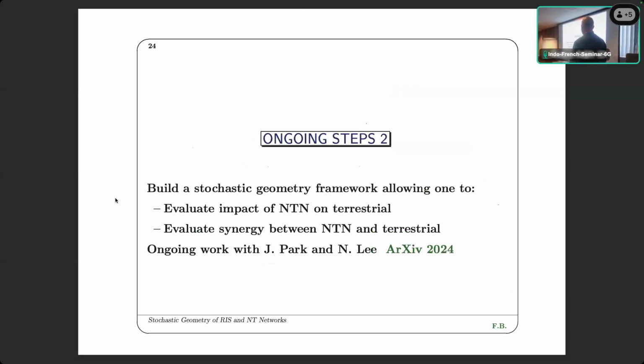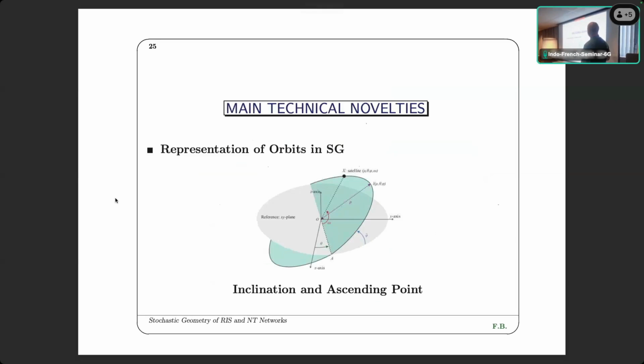So I perhaps pass on that. I just said it, right? And I want to explain a little bit about the technicalities. The first one: what is a random orbit? It's a plane, right? An orbital plane is a plane. And so you have to parameterize the plane.